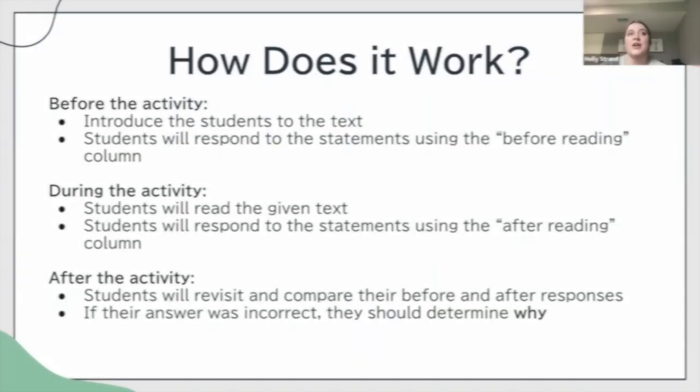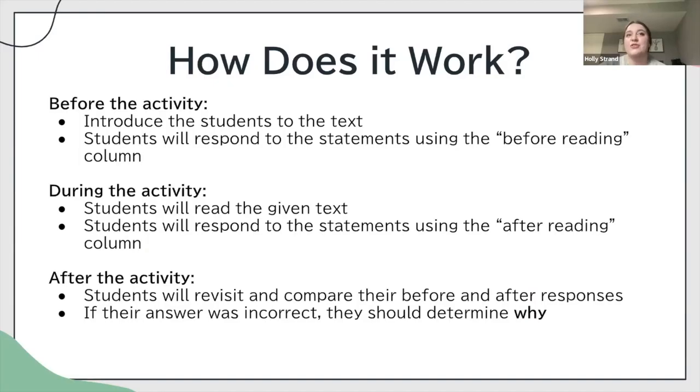How does this work? Before the activity, you'll introduce the students to the text. If there are images and a title, have them review the title and the images, kind of think ahead to what this could be about. You'll have a series of statements that students will respond to using the before reading column of the chart. During the activity, students are going to read the given text.